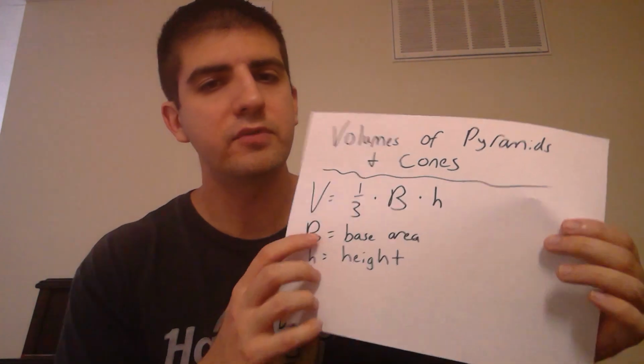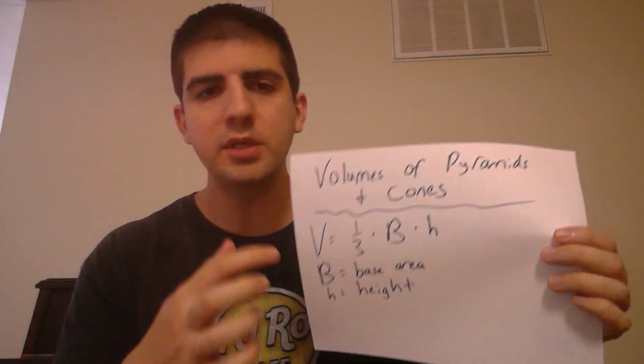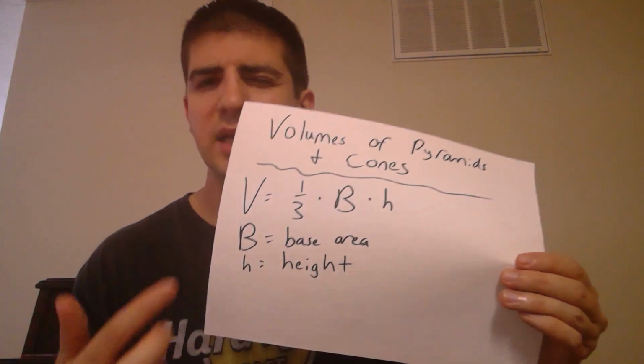As you can see, it's very similar to the last formula. When we talk about cones and pyramids, we're talking about a three-dimensional object that has a pointy top. A three-dimensional object with a flat top, we call cylinders and prisms. Pointy top, we refer to as pyramids and cones. So that's the difference.